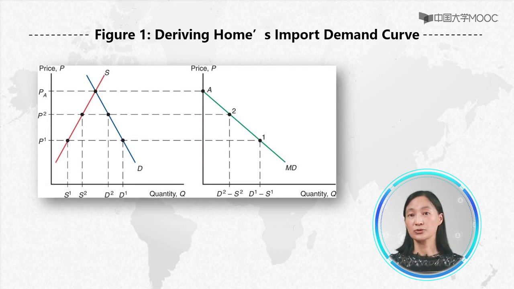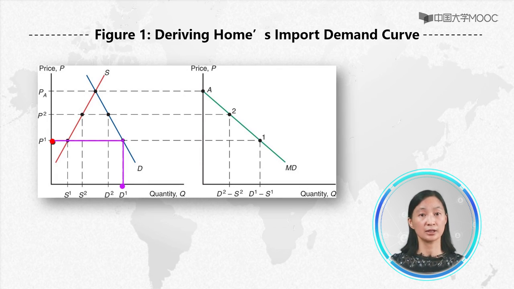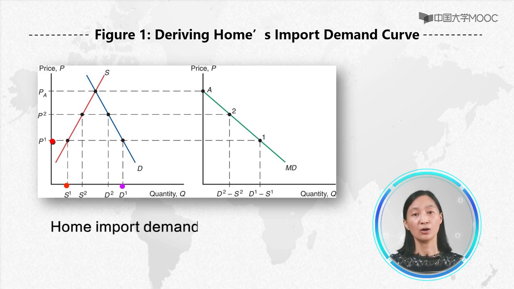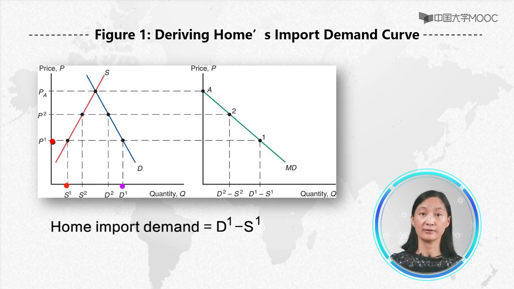Home import demand is the excess of what home consumers demand over what home producers supply. Figure 1 shows how the home import demand is derived. At the price P1, home consumers demand D1, while home producers supply only S1. As a result, home import demand is D1 minus S1.